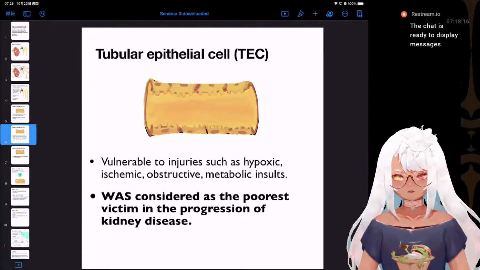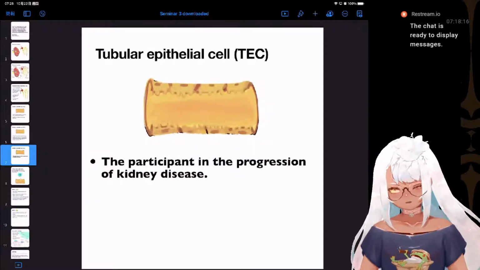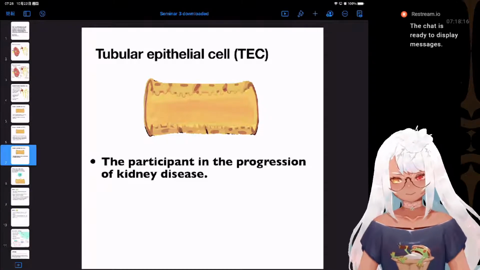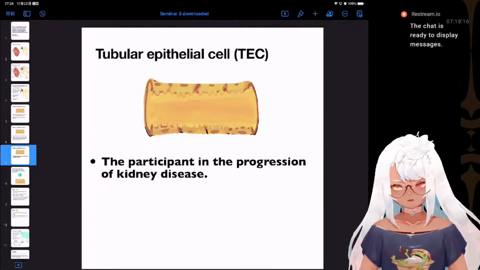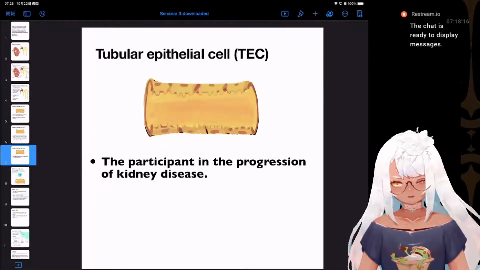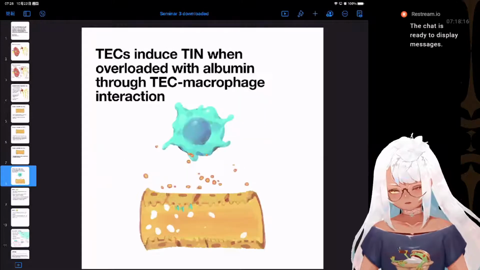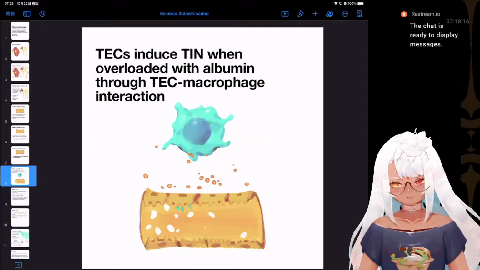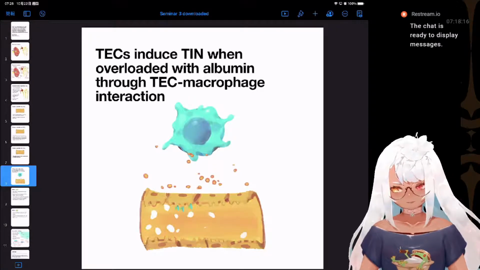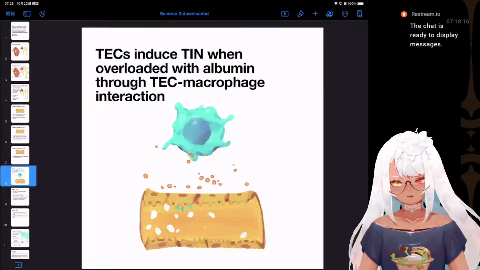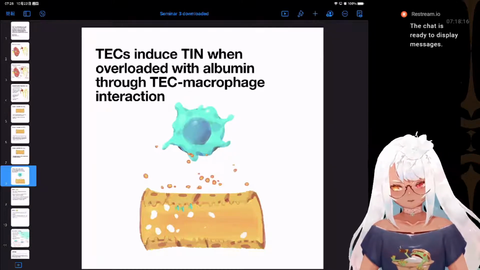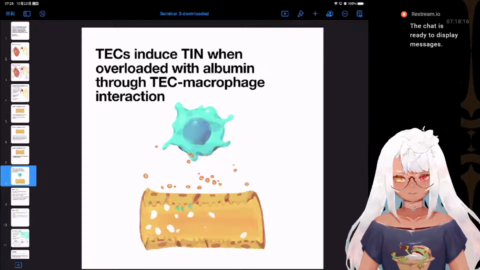Okay, as I just said, it was. In recent years, more and more evidence has demonstrated that rather than being merely a victim, tubular epithelial cells actually participate in the progression of kidney disease. For instance, in a previous report from the same author, he demonstrated that TECs, when overloaded with albumin, will induce TIN through the TEC-macrophage interaction mechanism.